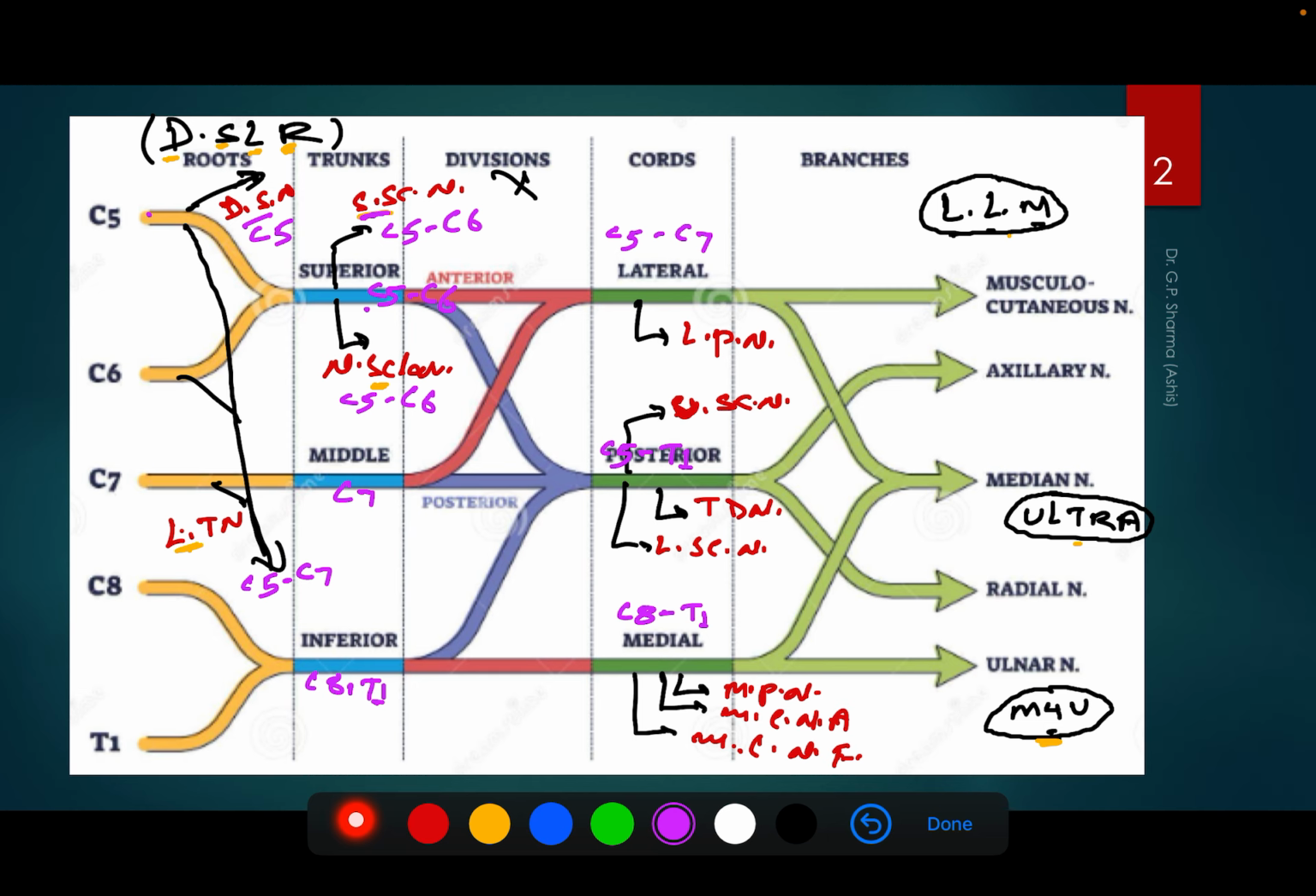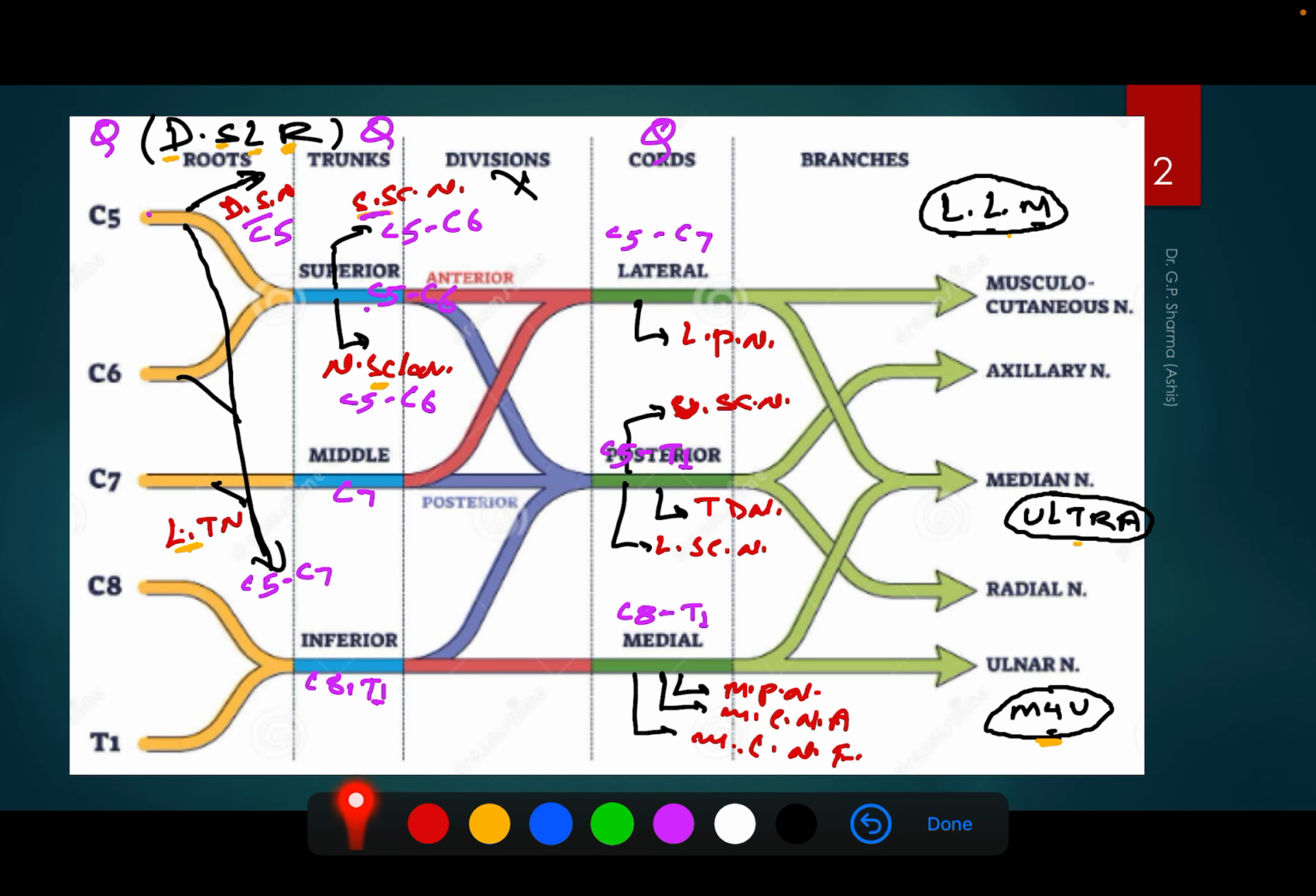So these can be the questions, right? So these all can be the questions in the exam. The root values for the lateral chord, the root value for the posterior chord, the root value for the medial chord. Now let's go to the root values for the branches, right? So for the branches here we follow some segmental innervation rule as well, right? So for that we will come back.